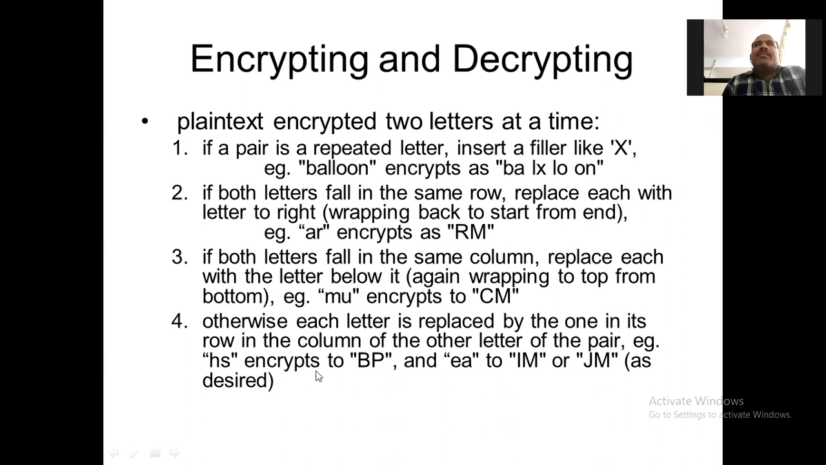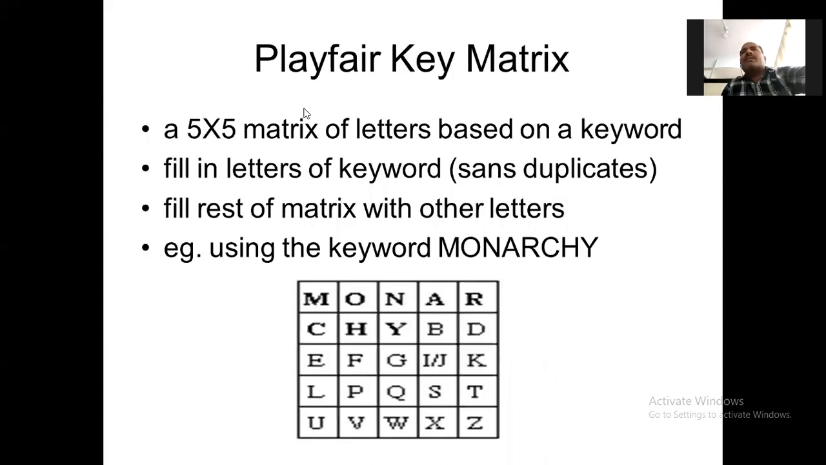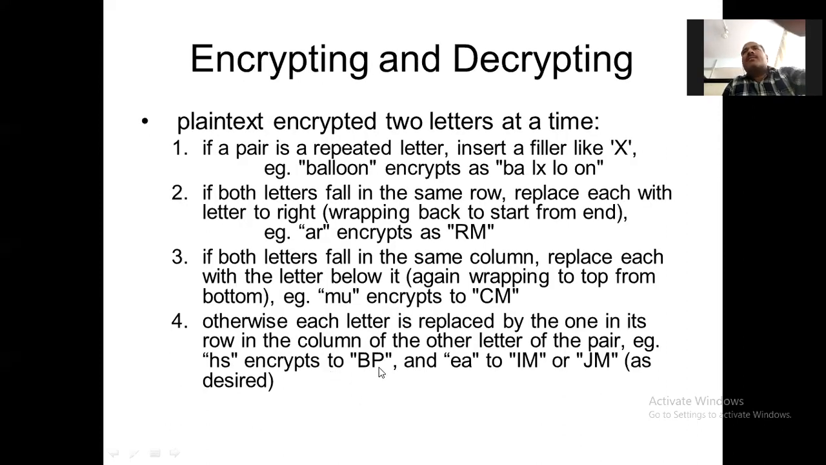Otherwise, each letter is replaced by the one in its row in the column of the other letter of the pair. For example, HS encrypts to BP. Now, what happens if the letters appear in different rows and different columns? H, yes. Where is the H? Here, and again the S. So H will come as B and S will come as P here. So the ciphertext will come as BP here. Okay, these are the rules we need to consider for the encryption and again the decryption.